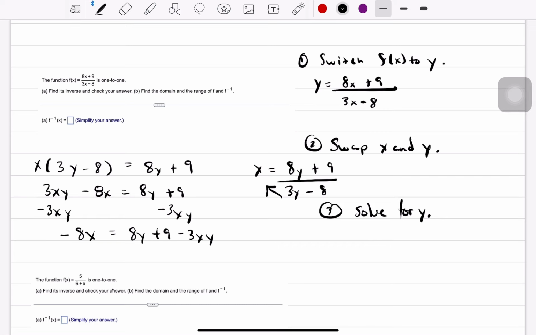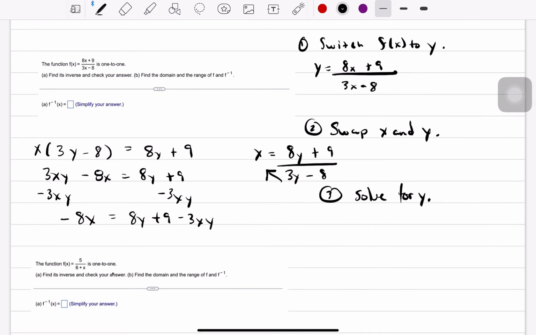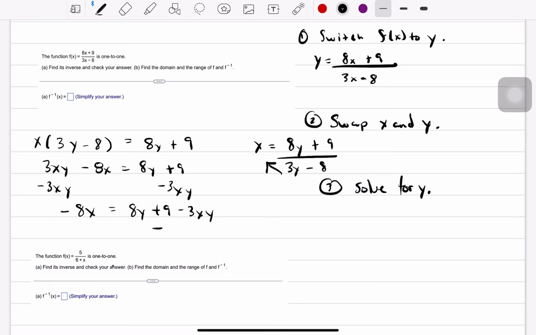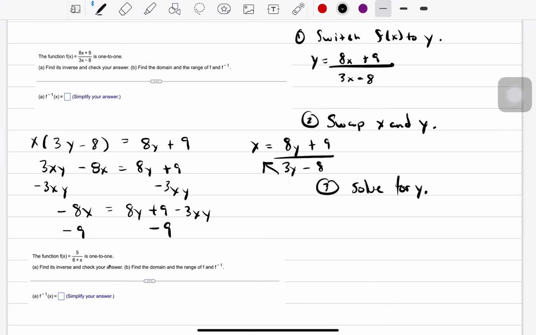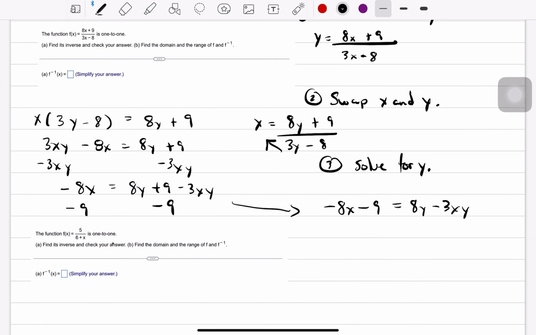Now, at this point, I can, and I will, move the 9 over, because I just want y's together. All right, so at that point, that's what I'm left with. I'm going to continue down here. So I'm left with negative 8x minus 9 equals 8y minus 3xy. Okay, so with that being said, there's no easy way, right? It's just whatever makes you feel comfortable with algebra. This, at this point, is just algebra, right?